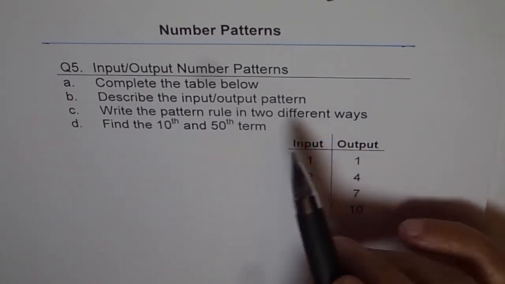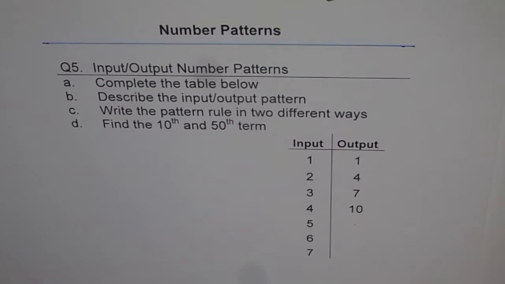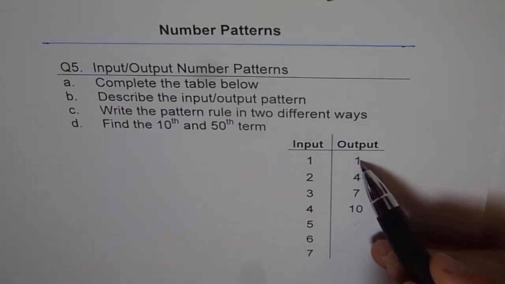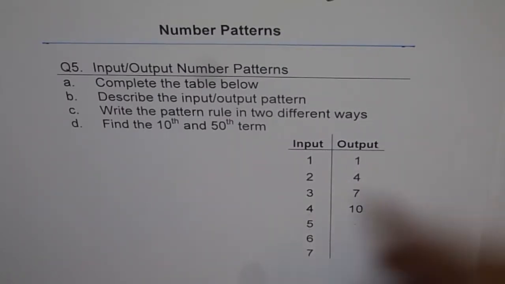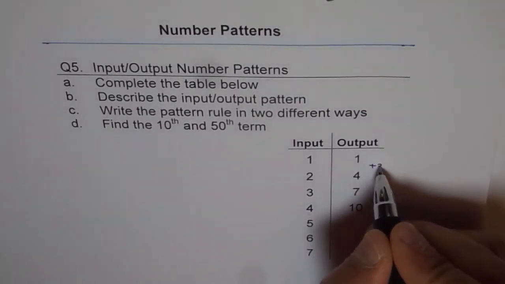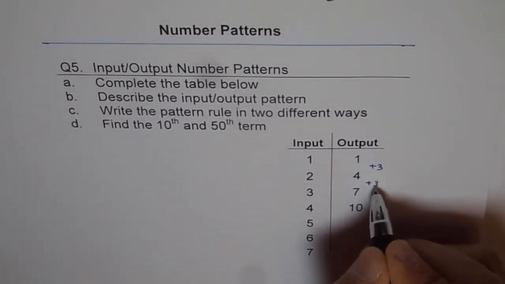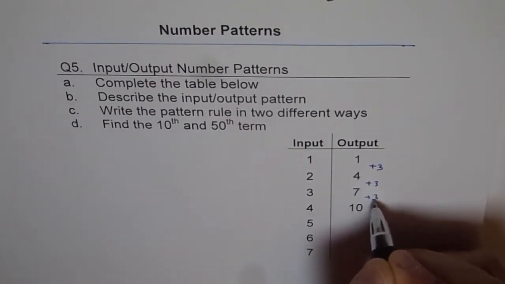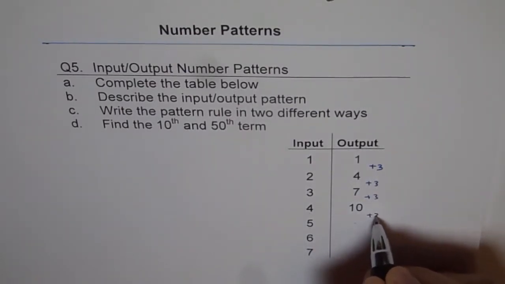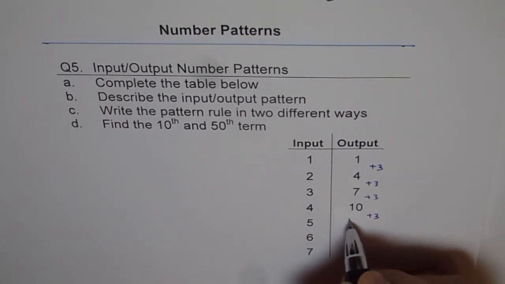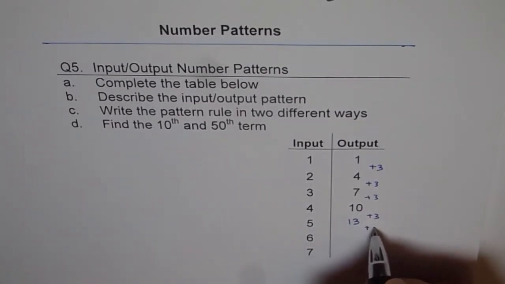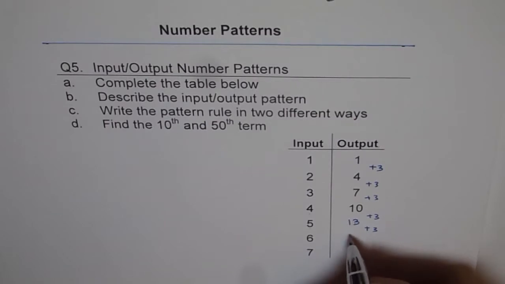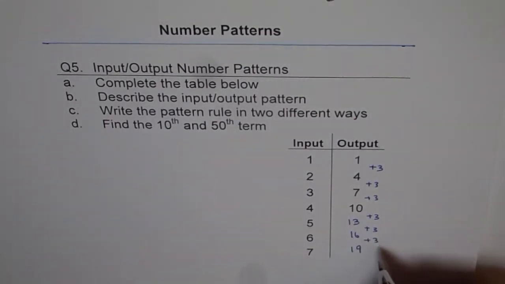So first part is complete the table below. That seems to be simple. 1, 4, 7, 10. So we are going up by 3, right? So plus 3, 1 plus 3 is 4, 4 plus 3 is 7, and 7 plus 3 is 10, and 10 plus 3 is how much? 10 plus 3 is 13, and 13 plus 3 is how much? 16, and 16 plus 3 is 19. So that is how we complete our table.